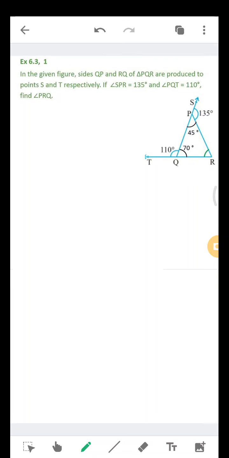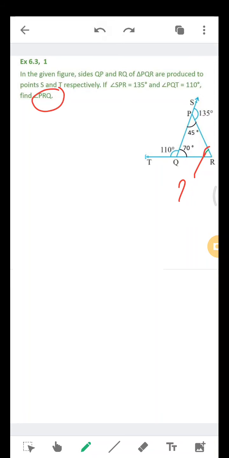In the first question of exercise 6.3, it is given that in the figure, sides QP and RQ of triangle PQR are produced to points S and T. This is the triangle PQR, you can see here. The side QP is produced to S, produced means extended, and the side RQ is extended to T, respectively. It's given that angle SPR is 135 degrees, and angle PQT is 110 degrees. We need to find angle PRQ. What will be the measure of PRQ?